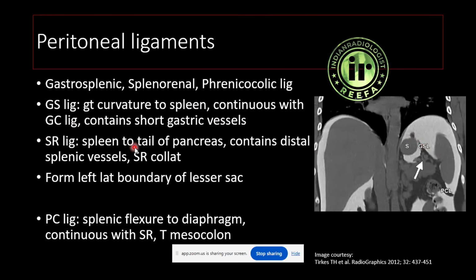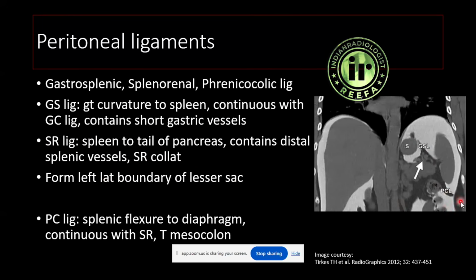The splenorenal ligament connects the spleen to the tail of the pancreas, and it contains the tail of the pancreas along with distal splenic vessels. And a splenorenal collateral, if it is there in a patient with portal hypertension, would also be seen in the splenorenal ligament. These two ligaments form the left lateral boundary of the lesser sac, and we will see these ligaments in the next slide shortly.